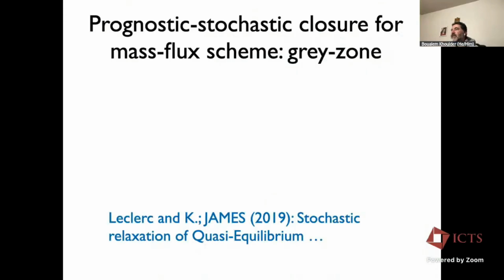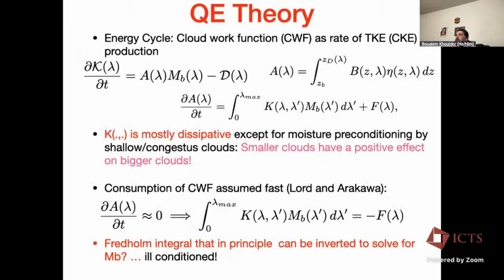So we use this, like I said, it's important to do some of the gray zone. We can propose prognostic stochastic closures for mass flux schemes. And there's this paper where we suggest what we call a stochastic relaxation of quasi-equilibrium. For the quasi-equilibrium, I cannot go into all the details, I have much less than 10 minutes now. You have the kinetic energy and the cloud work function that form a system known as the energy cycle. And this is where the quasi-equilibrium came from.